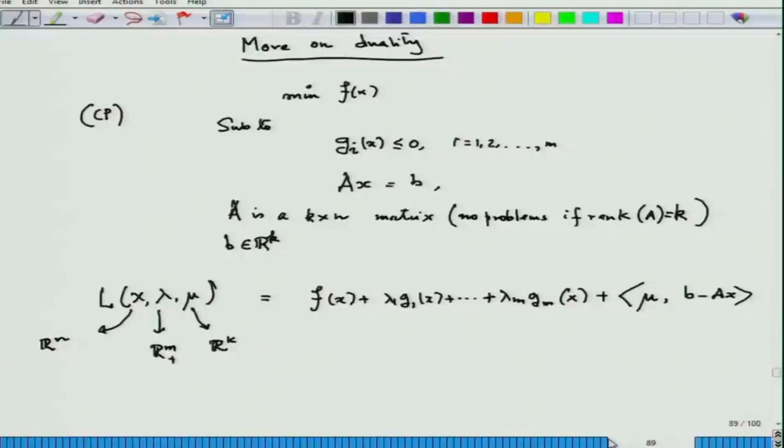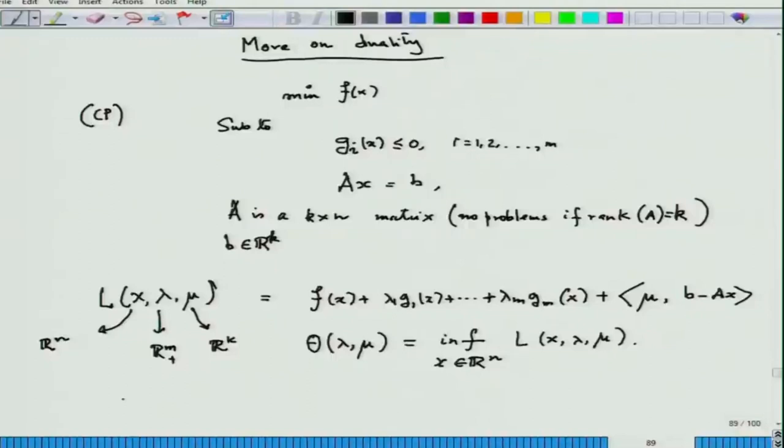Now, once I know the Lagrangian, how do I write down the Lagrangian dual in this particular general case? That would be the second step. So, my first step would be to construct a function theta, now of two vector variables lambda and mu, which is again the same thing, infimum over all x in Rn of L(x, lambda, mu).